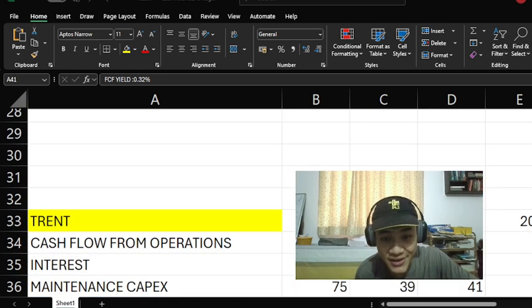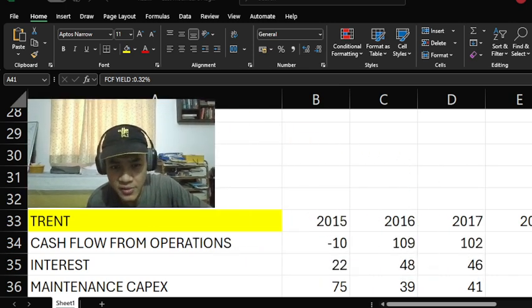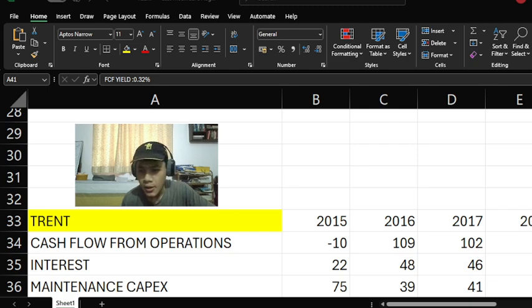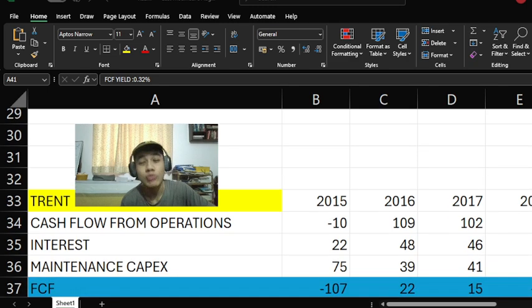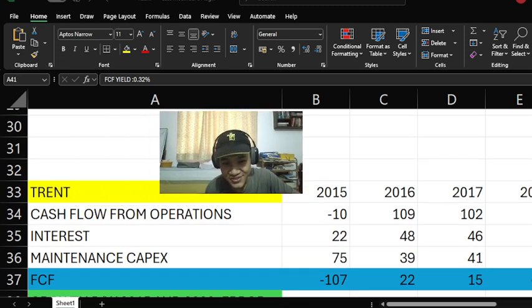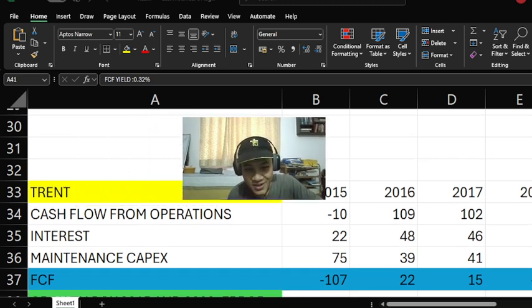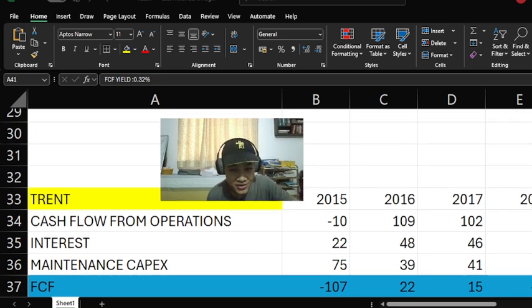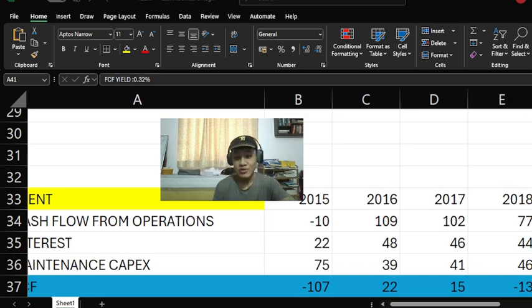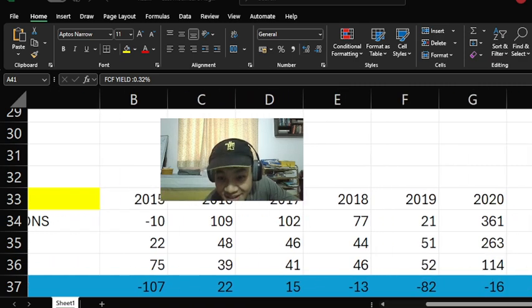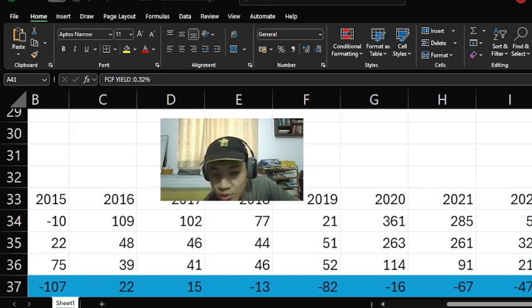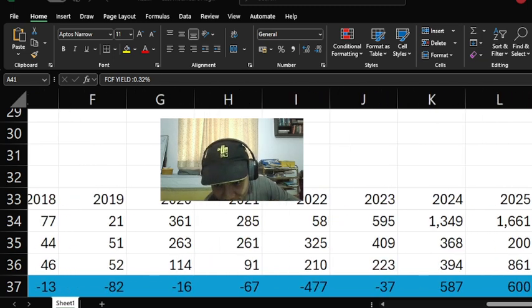Moving on, we have Trent. Okay, Trent, very popular, I think, clothing company, or relating to retail. I'm not sure. Now this is going to be fun. Trent's free cash flow in 2015 was minus 107 crores. Okay, in 2016 was 22 crores. In 2018 was minus 13 crores. In 2021 was minus 67 crores.